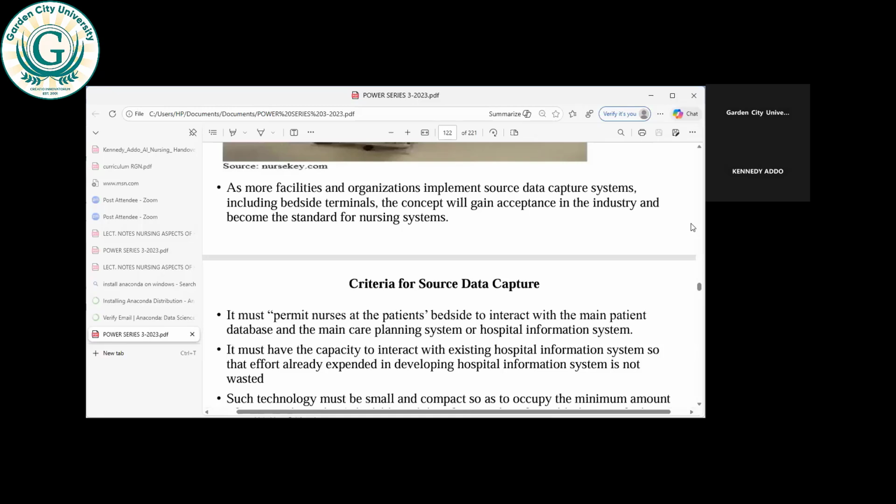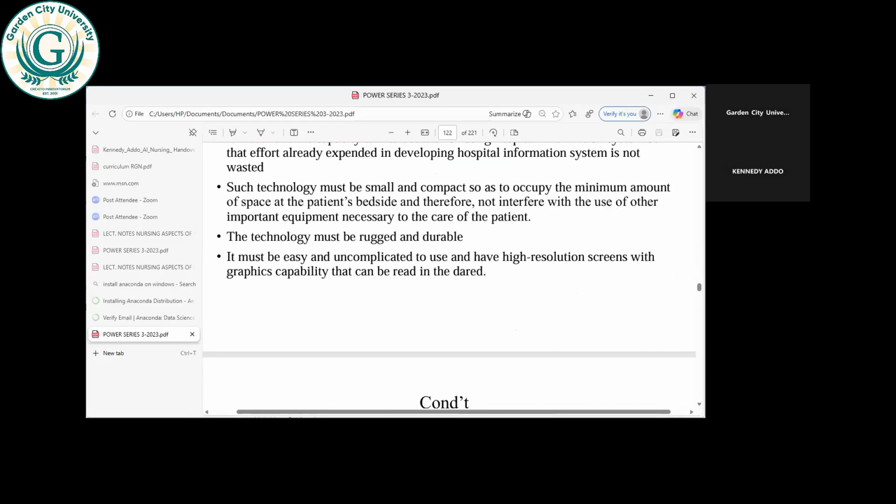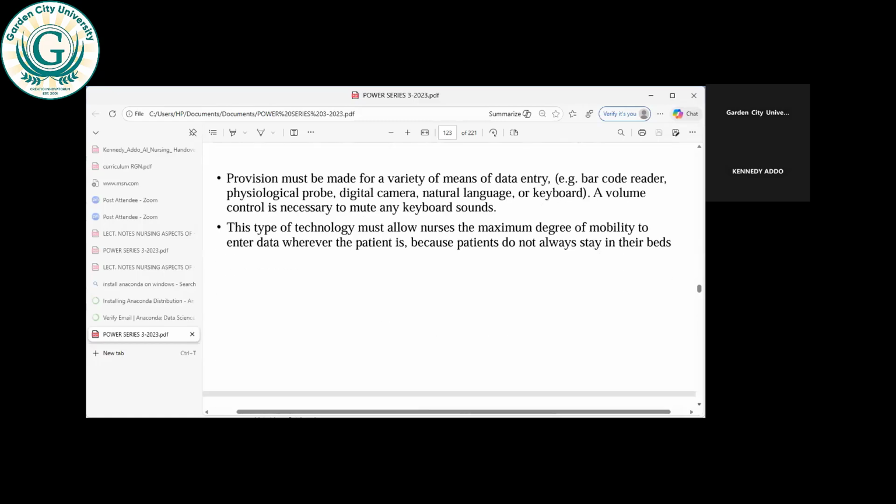In the examination, if you are asked to outline 5 criteria for source data capture, I hope you'll be able to outline these points. Even though nobody will ask you to justify anything, the most important thing is that these serve as the major criteria for source data capture.